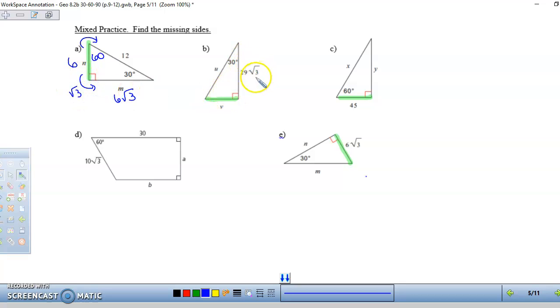This one has the root 3 in the long leg, so this guy is going to be 29, and this will be 58.